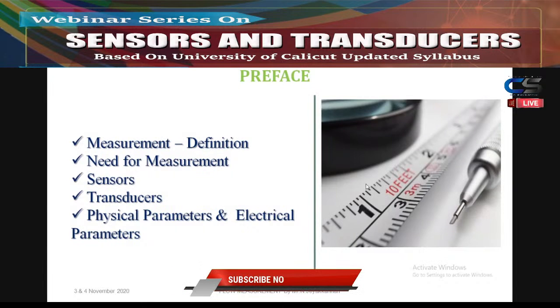Can you name any example of a sensor? Anyone? Can you name some sensors? Examples?